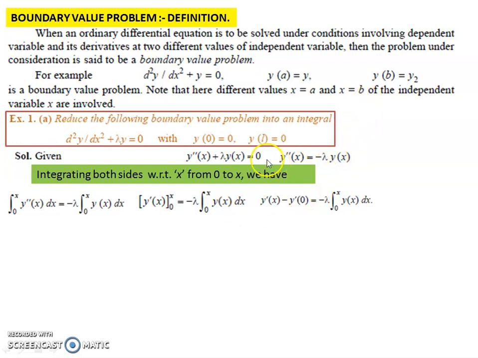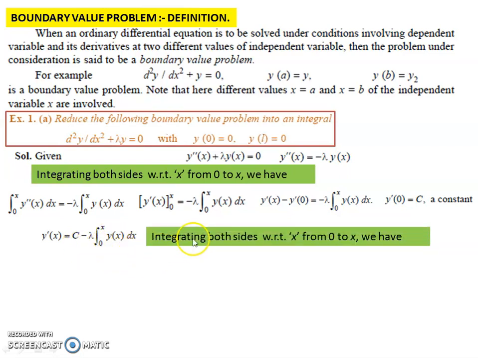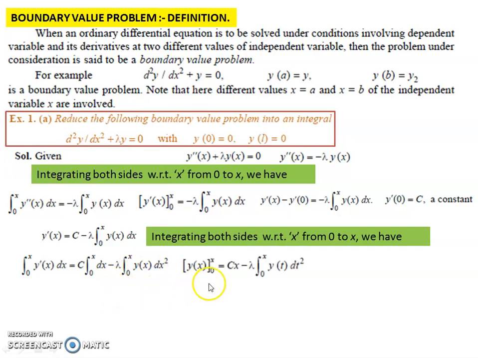But y dash(0) is not given, so I take y dash(0) as c, a constant. When we replace the value, y dash(x) is equal to c, on this side minus and on this side we get plus, c minus lambda times the integral from 0 to x of y(x) dx. Again integrating both sides with respect to x from 0 to x, we get the integral from 0 to x of y dash(x) dx is equal to c times the integral from 0 to x of dx minus lambda times the integral from 0 to x of y(x) dx. Here this is a multiple integral now, and this y dash(x) becomes y(x), the integral of c gives c into x, and minus lambda, and here we change the variable x with t.